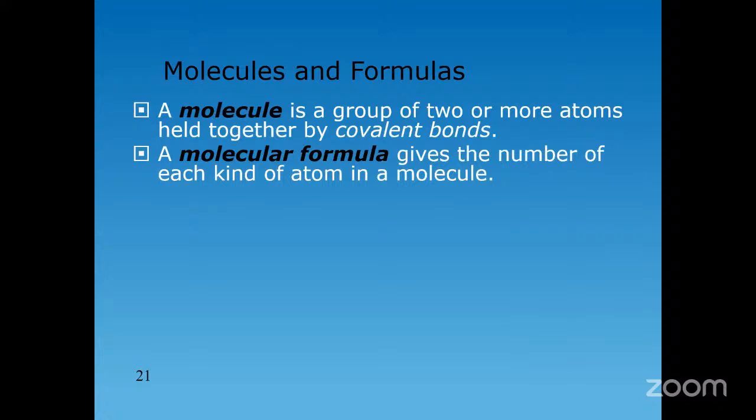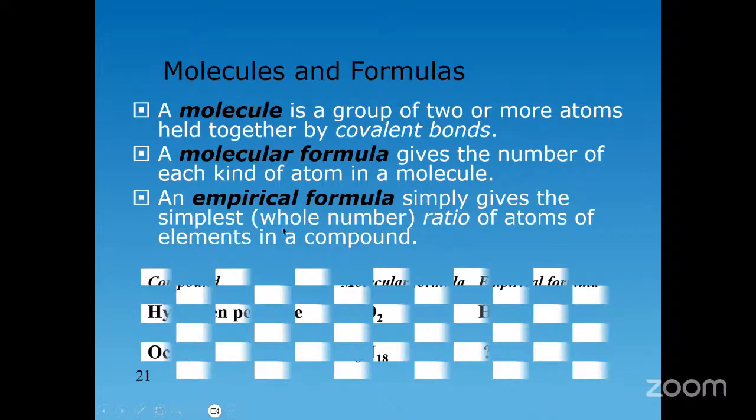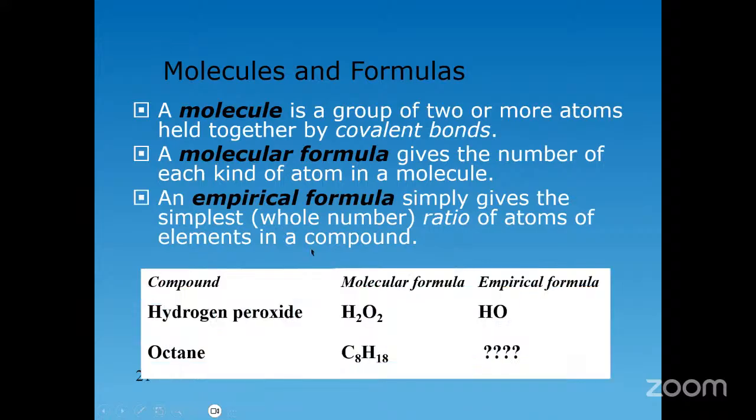A molecule is a group of two or more atoms held together by covalent bonds, and the molecular formula basically gives you the information as to the number of atoms of each kind in a molecule, all right? That is different from the empirical formula, right? The empirical formula gives you the simplest ratio of the atoms of the different elements in the compound or in the molecule.